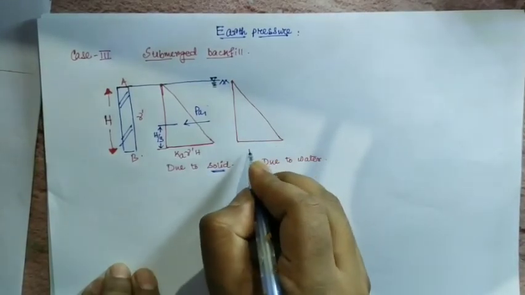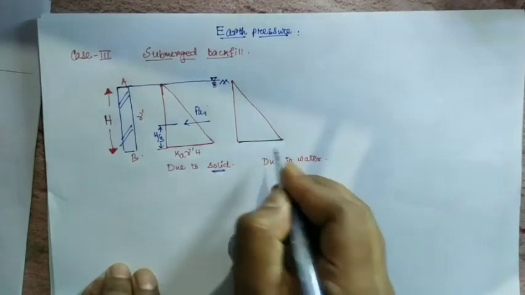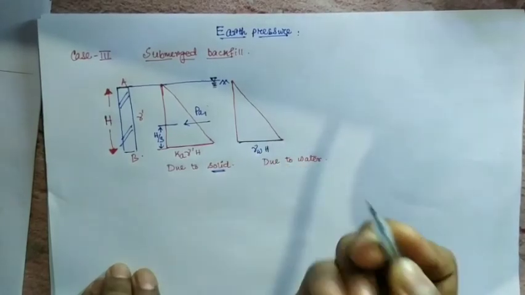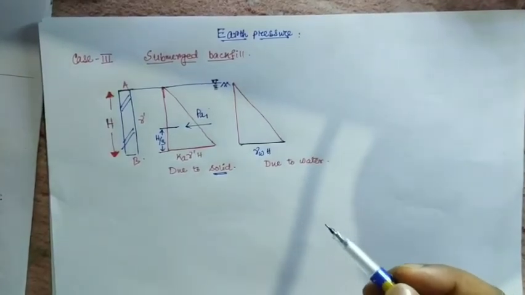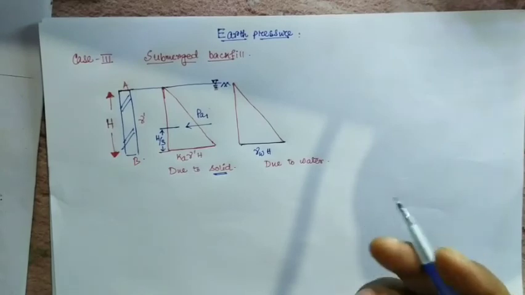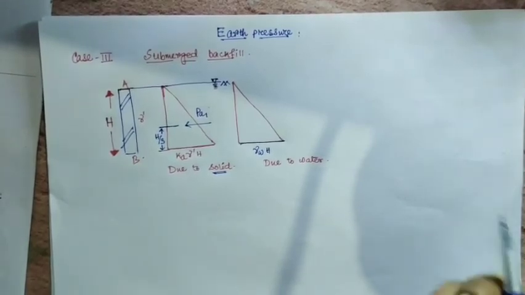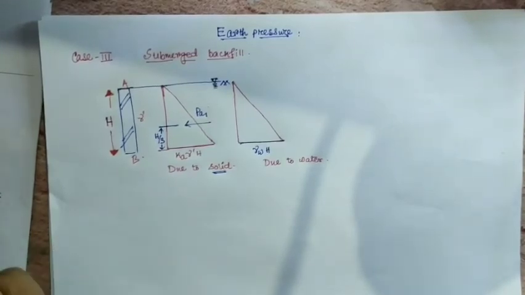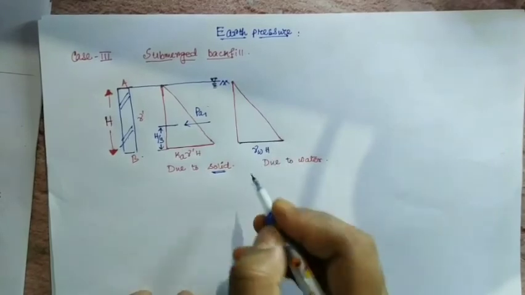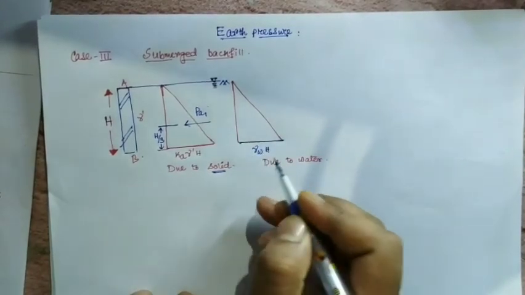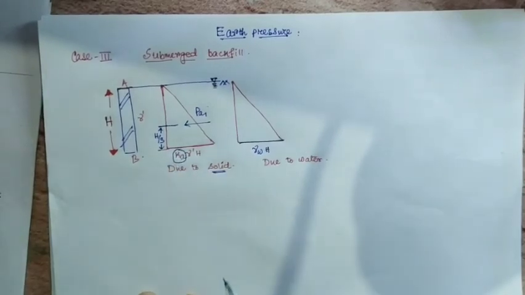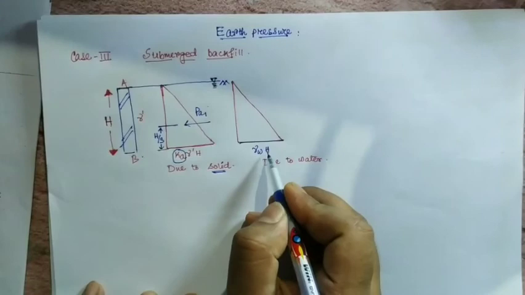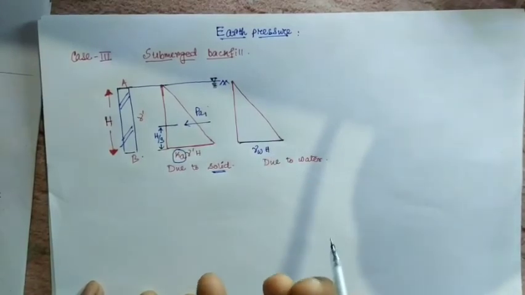So here the pressure at the bottom will be gamma W into H. As I said in my first lecture, water pressure is a kind of hydrostatic pressure. That means the pressure is the same in all directions. So that's why there will be no coefficient. But in case of soil there is a coefficient. Another reason for not having a coefficient in case of water is that water does not have any shear strength.